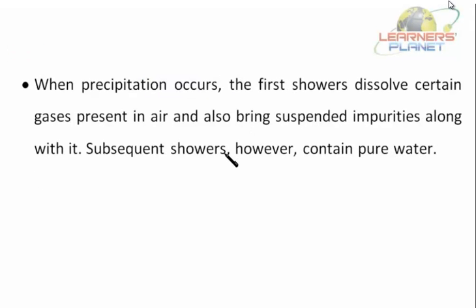So as we studied in the hydrological cycle, when precipitation occurs, the first showers dissolve certain gases present in the air, and also bring the suspended impurities along with them. Subsequent showers, however, contain pure water, because these gases cannot dissolve in air automatically. Because of the showers only, they will dissolve. So finally, what do we get when it filters? Yes, we get pure water. And hence we can say that rainwater can give us the pure form of water.